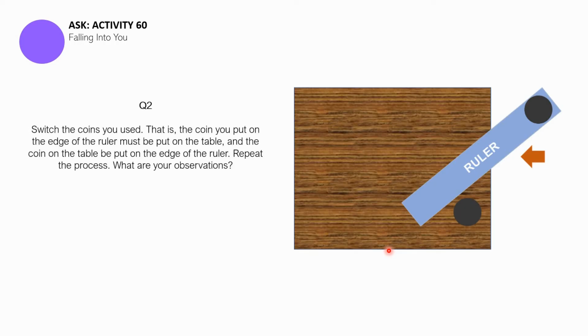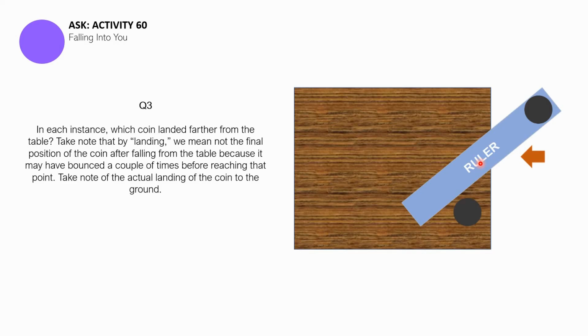Question number 2, switch the coins you used. Yung nilagay mo dito, siya na ang ilalagay mo dito. Pareho lang naman yan, yung size, tsaka yung shape nila, yung weight nila, pareho lang. So, switch them, and then repeat the entire process. What are your observations? Sige, I'll give you time to do this. Go ahead. Are you done? Okay, let's proceed.